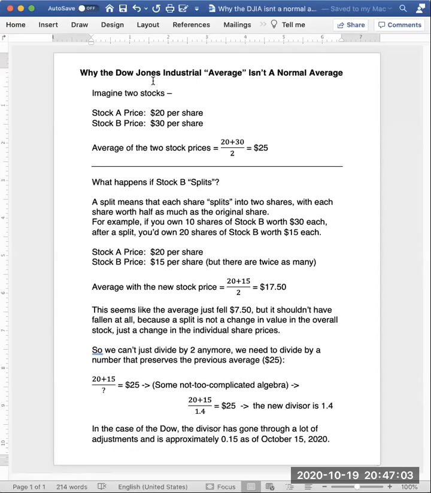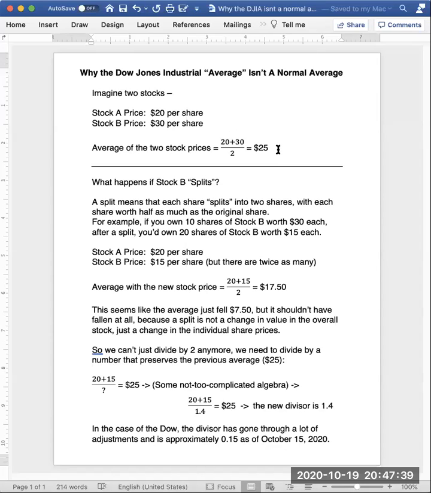Well, we're going to start with imagining two stocks. I've got stock A is $20 per share, and stock B is $30 per share. And so if I want a plain old average, the average of the two, obviously I'm simplifying this rather than doing 30 like the Dow Jones, I do two. So this is the Catherine special industrial average. I'm going to take 20 plus 30, that's 50, divide by 2, and I get an average of $25, which makes sense. That's halfway between the two prices.